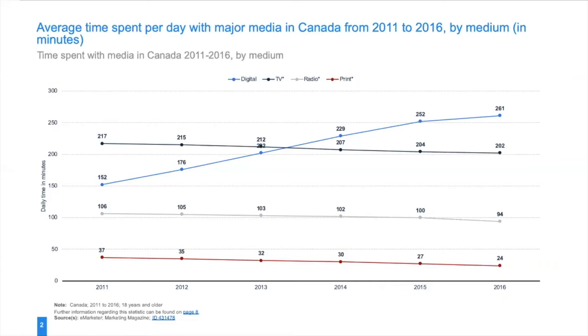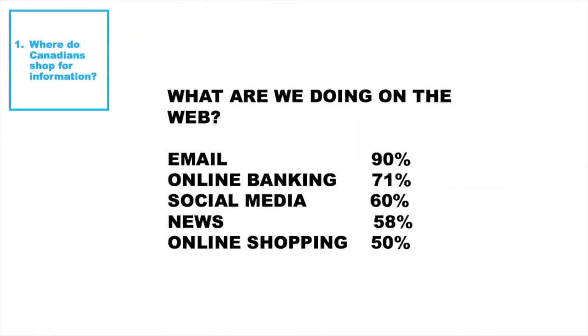So that's just another kind of guideline, which is to be cognizant of your audience all the time. So here's the graph that supports that last statement, thanks to eMarketer for this data. Canadians are spending a lot of time on the web. This is where we go shopping for information, or it's one of the key places where we go shopping for information. The question then obviously comes up, what are we doing on the web?